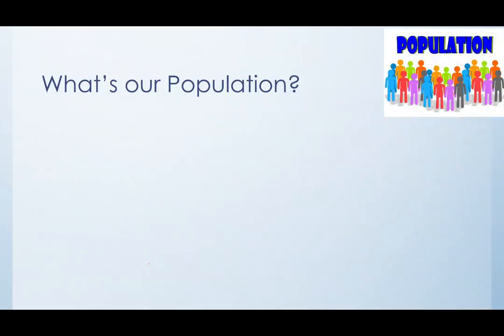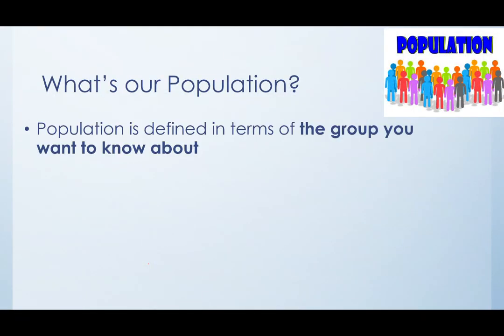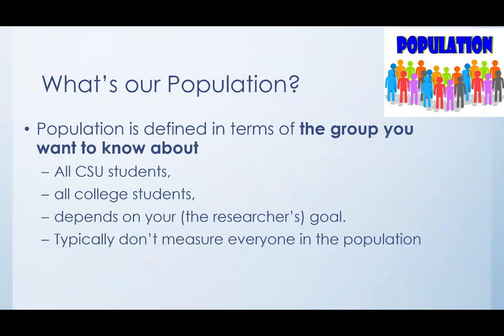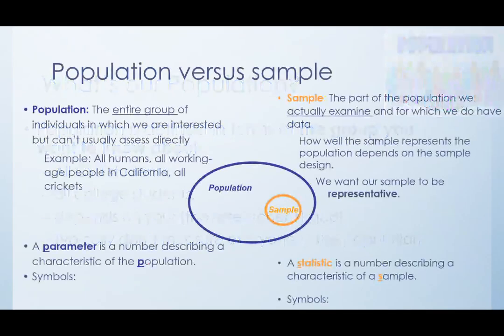Our population, on the other hand, is not defined in terms of who's been measured, who's had data collected on them, but in terms of the group you want to learn about. So you might want to learn about all Clayton State students or all college students. It really depends on you, the researcher, your goal, okay? Typically, we don't measure everyone in the population because usually our populations are very large and it's just not feasible. So we take a sample, okay?